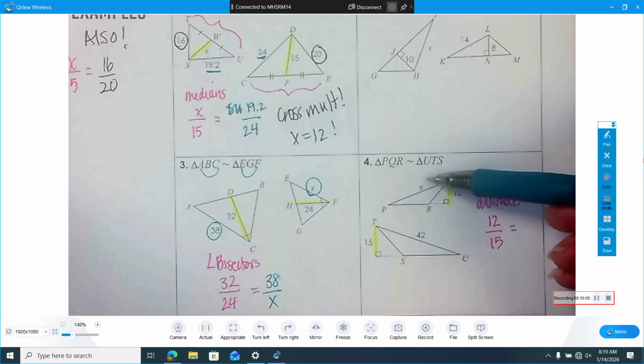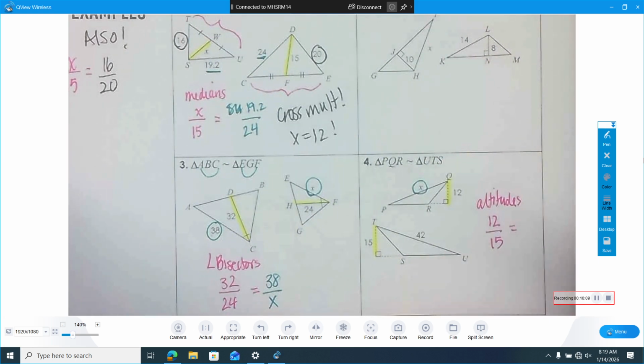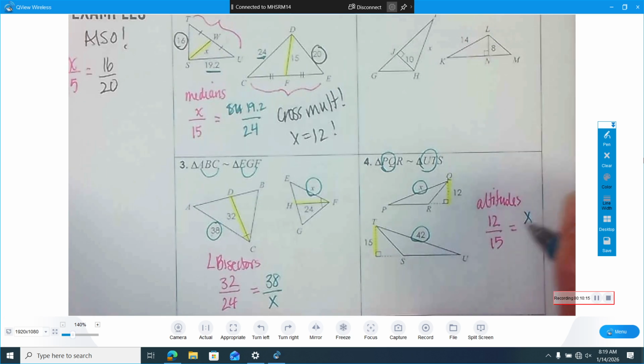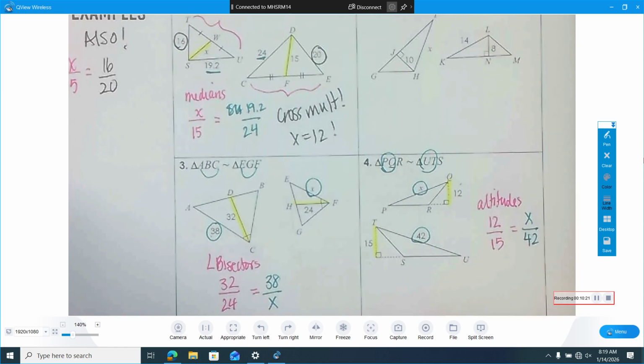So because I went top then bottom, I have to go back to the top. I have information about PQ here. So there's PQ, and that's going to correspond with UT. So that's 42. So X over 42. Again, I went top then bottom, so I have to do that same motion, top then bottom. Got to keep the same pattern. All right, you good? All right, turn the page.